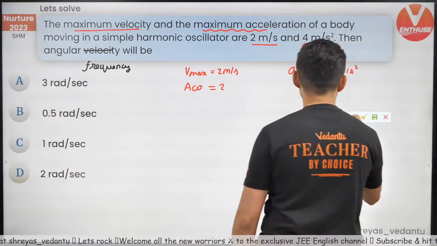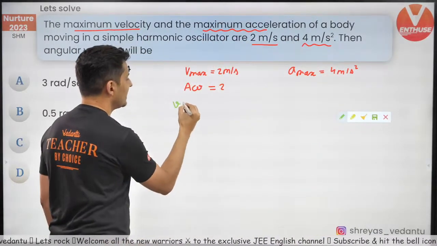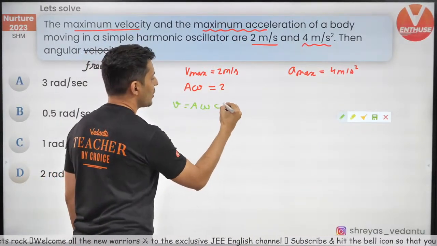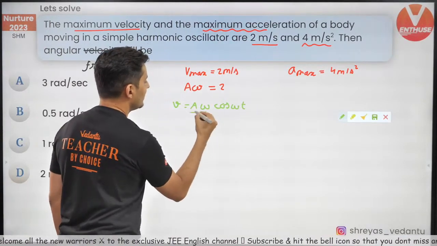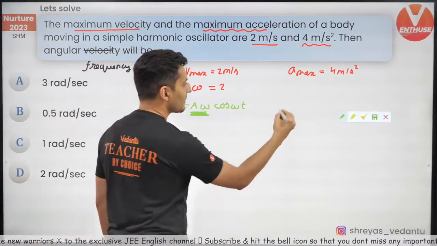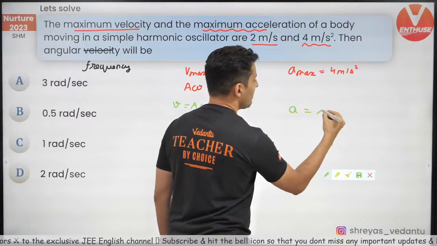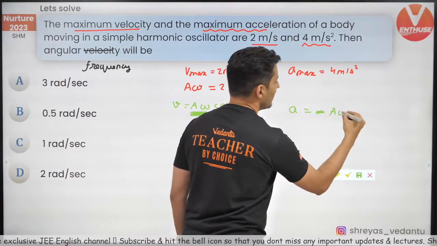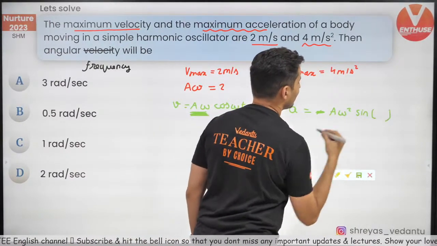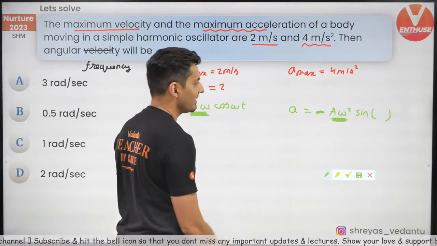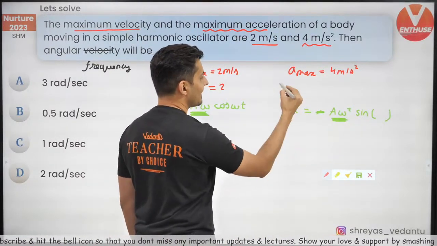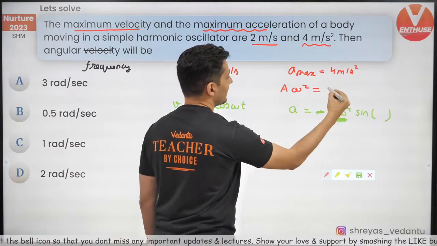In case you have forgotten, let me remind you. Velocity used to be A omega cos omega t. So this used to be your maximum velocity. Acceleration used to be minus A omega square sine something. This used to be your maximum acceleration. So maximum acceleration is A omega square.